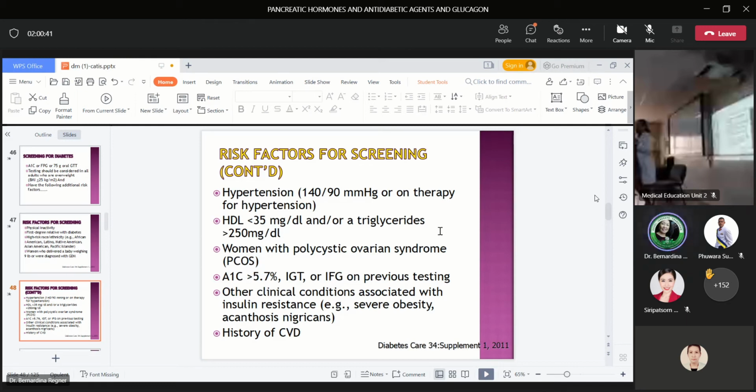And then other clinical conditions associated with insulin resistance: you have severe obesity, so obese 1 or obese 2, and then acanthosis nigricans. What is this? Acanthosis nigricans. This is black discoloration in the nape. Okay? Black discoloration in the nape. Then history of cardiovascular diseases.